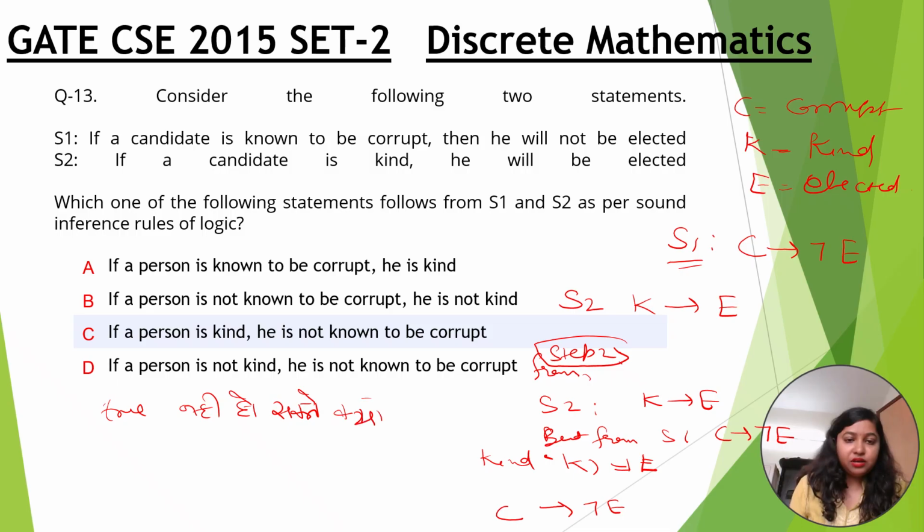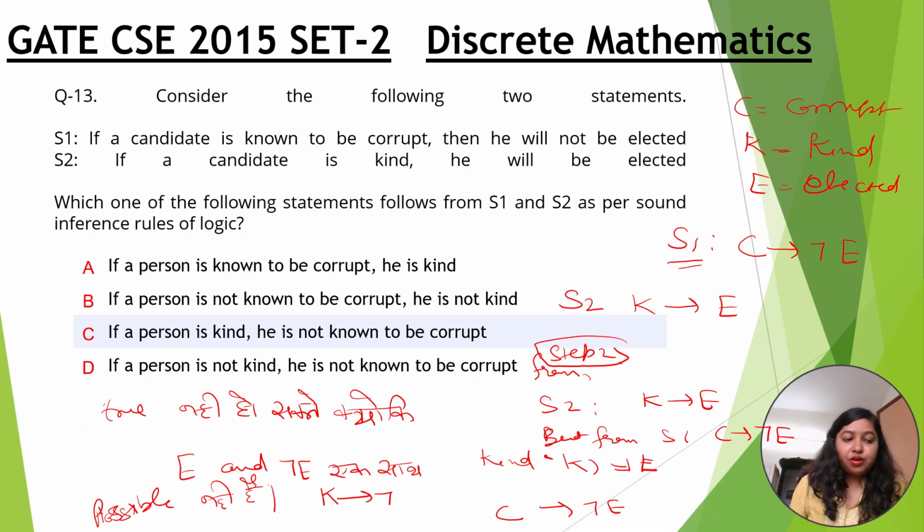क्योंकि E एंड नॉट E एक साथ पॉसिबल नहीं है। तो हमारा एक साथ पॉसिबल कैसे होगा? व्हेन K गिव्स नॉट C। ओके, मतलब कि काइंड है तो नॉट करप्टेड है। तो अब स्टेप 3 में हम चेक करेंगे कि ये वाली स्टेटमेंट कब पॉसिबल हो पा रही है। तो अगर कोई पर्सन इज नोन टू बी करप्ट, ही इज काइंड, तो करप्ट है तो काइंड है, ऐसा तो नहीं होता, तो ये वाला रॉन्ग है.